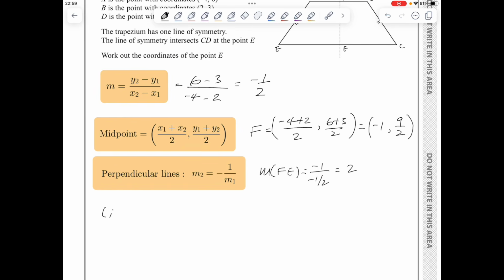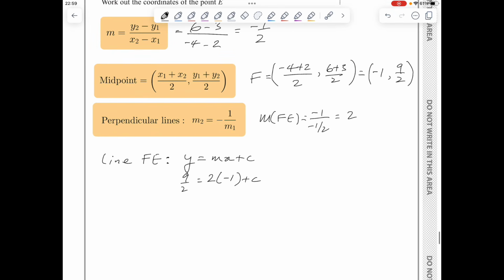Therefore, to find the equation of line FE, I will do y equals mx plus c. I'll use the gradient I found, which is 2. x value is minus 1, y value is 9 over 2. This will enable me to find the c, and c comes out to be 13 over 2. So the equation is y equals 2x plus 13 over 2.